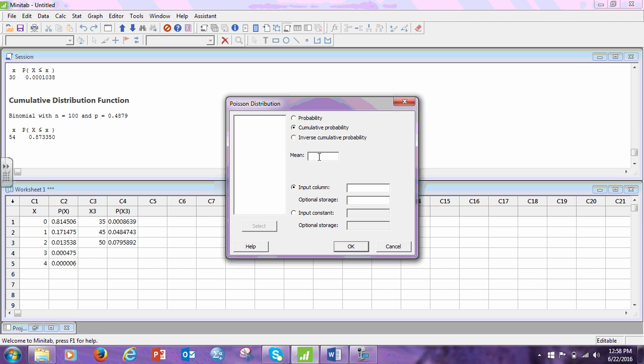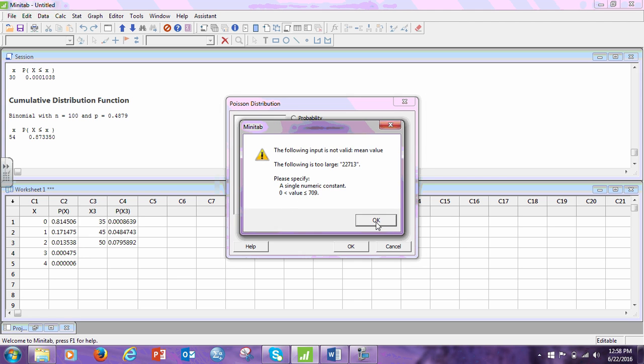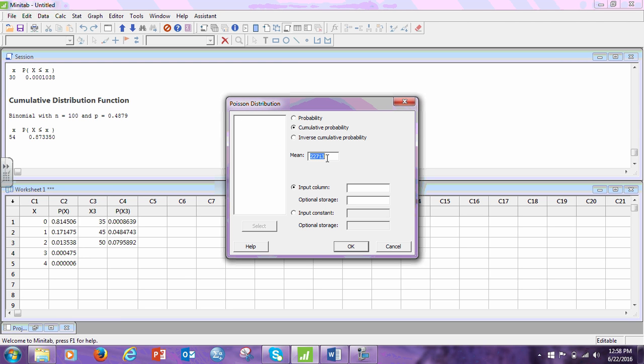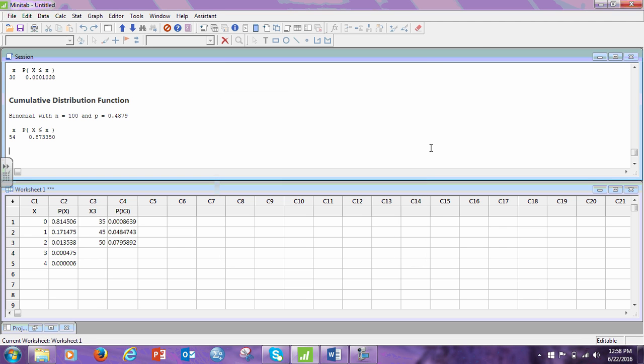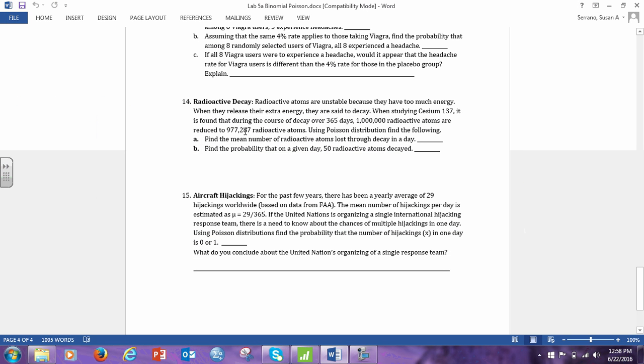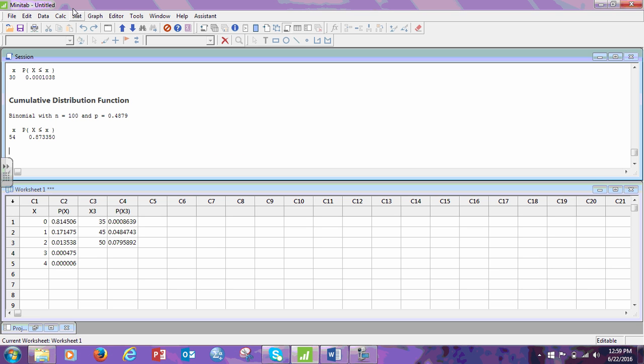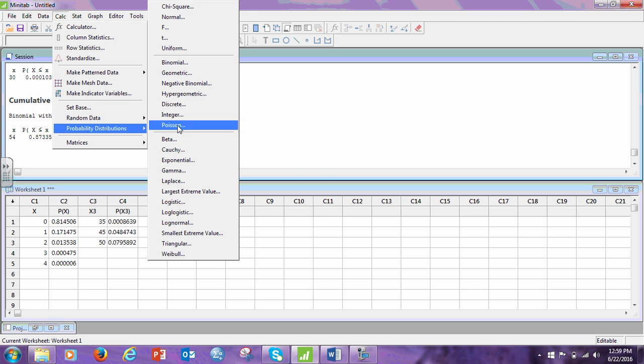So now we're going to go to calc, probability distributions, and Poisson. In here, they're asking me for the mean, so I want to put 22,713 in there. And that is divided by the number of days in a year, because I want the mean number per day. So divided by 365 is 62.23.